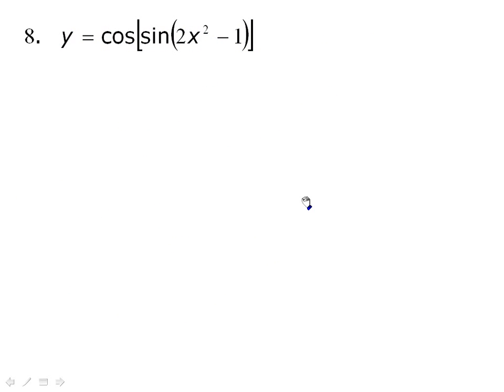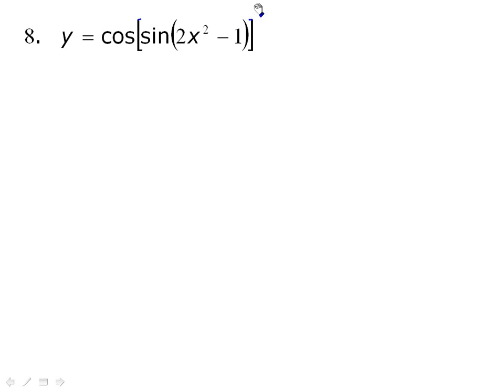Now this one, another problem. Now this is actually a bracket. I don't know why that got cut off. Cosine of sine of 2x squared minus 1. So what's happening here is the argument of cosine is sine of 2x squared minus 1, and then the argument of the sine function is 2x squared minus 1.